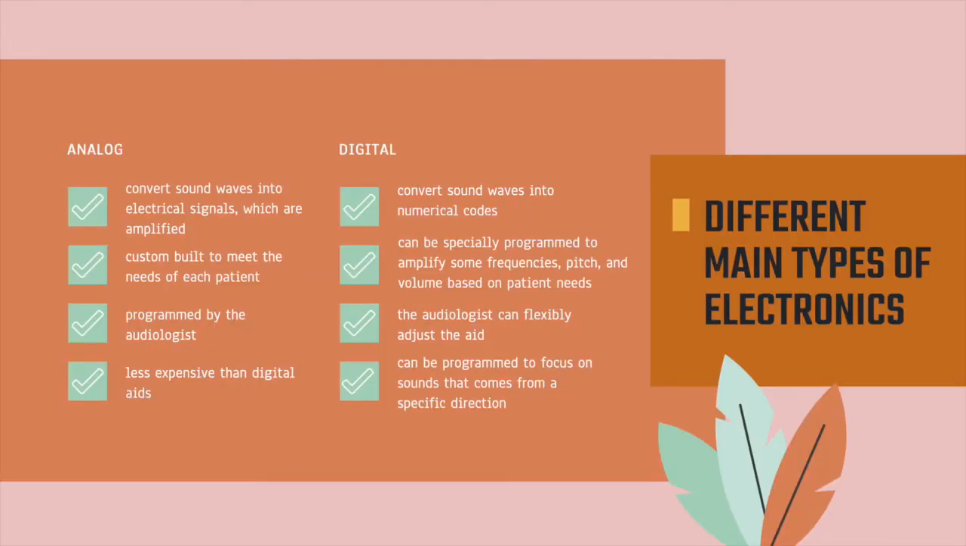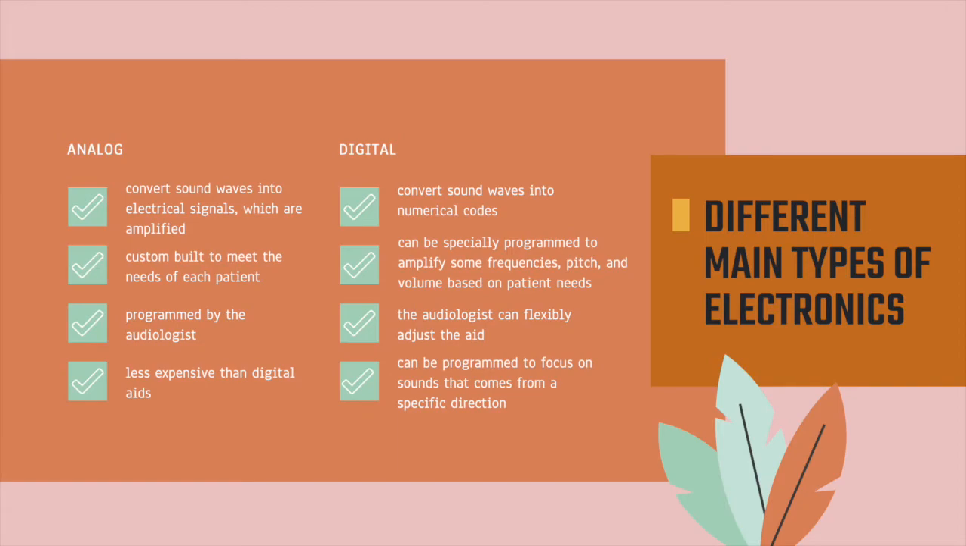Hello, my name is Michelle and I'm going to tell you about the different types of electronics that are used for hearing aids. The first one is analog. It converts sound waves into electrical signals which are amplified. It is also custom built to meet the needs of each patient, and it is programmed by the audiologist. It is also less expensive than digital aids.